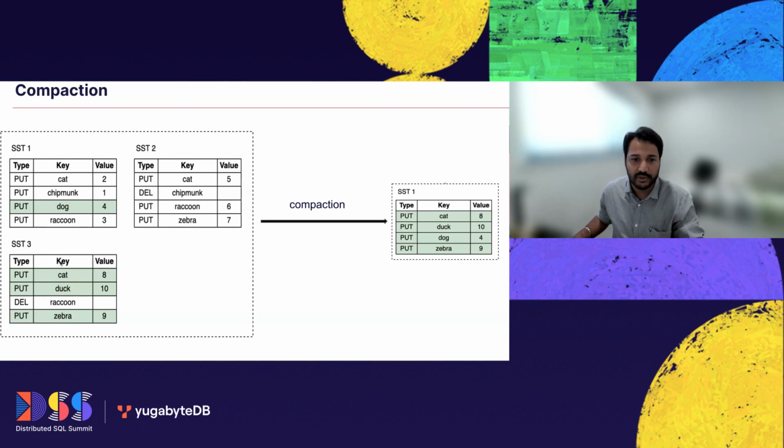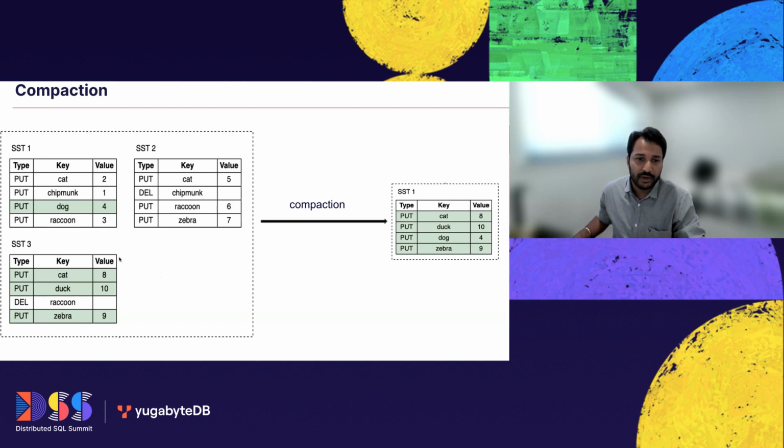And then SST 3 would have some more up-to-date values, right? Now, if you look at this, you have an entry for cat. You actually have multiple entries for cat in SST file 1, in 2, and in 3, but you actually care about the most recent up-to-date value for cat. You don't really care about the older values. You also don't care about the values that are already deleted, for example, chipmunk over here and raccoon over here.